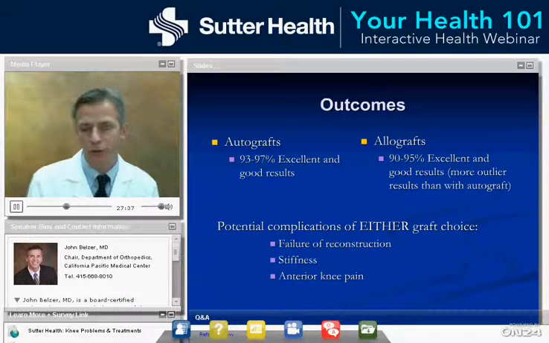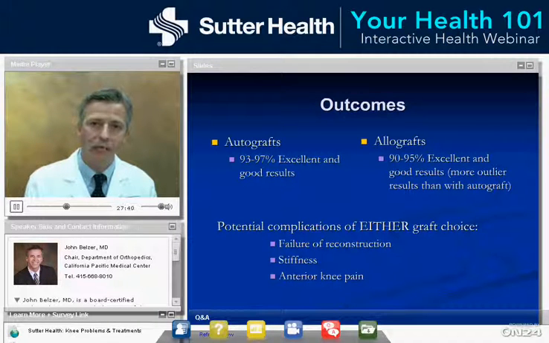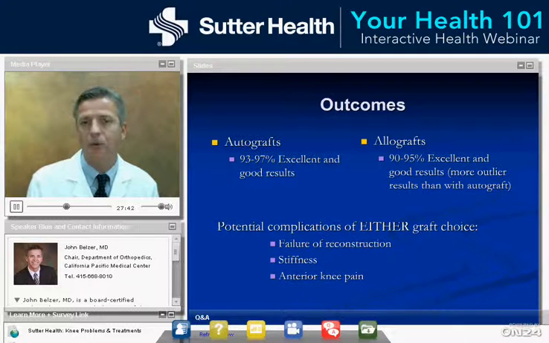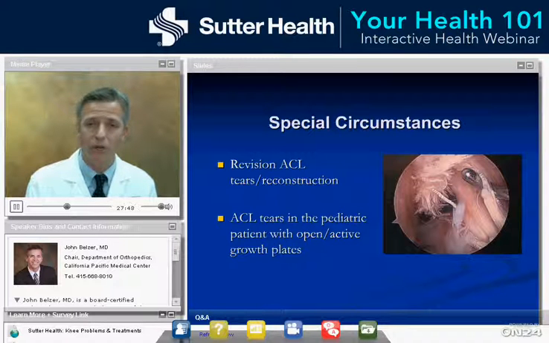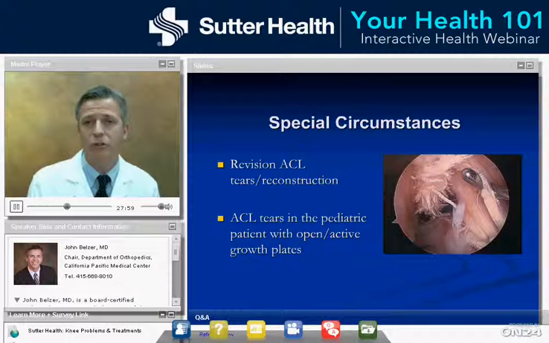So what are the special circumstances I spoke about before? Well, again, revision ACL tears requiring reconstruction are always a bit more challenging. At times they can be more easily performed because the tunnels are already in place. So sometimes it's as simple as pulling the old graft out and putting a new one in. That can be easy. But if there were some technical difficulties that occurred in the previous surgery, such as the tunnel not being placed in exactly the right spot, there is risk for being a bit more challenging trying to get the graft position in the right spot.